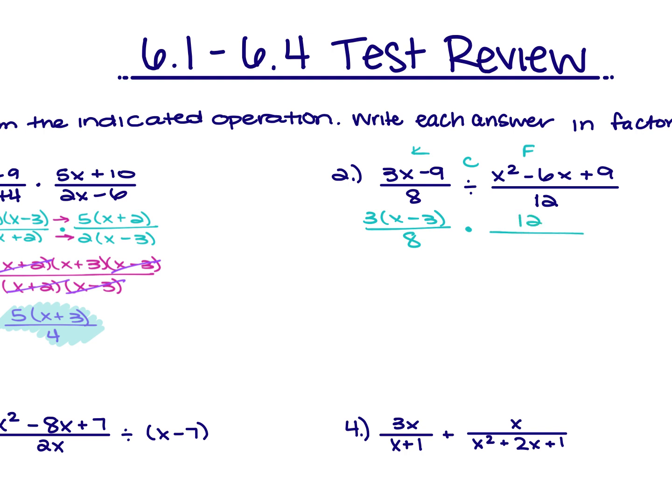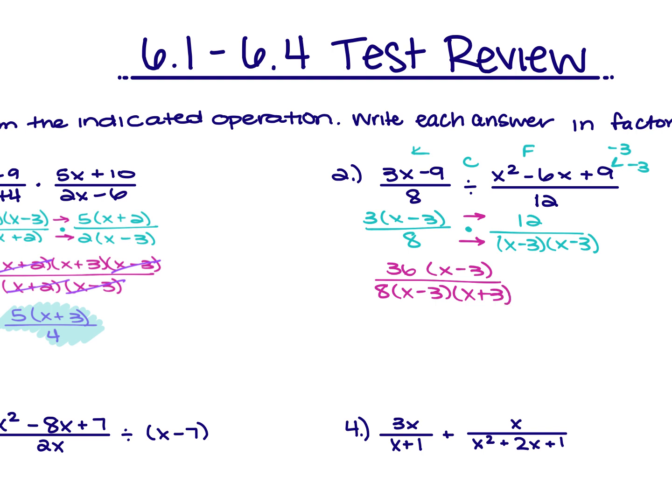You're going to have 12 over x squared minus 6x plus 9. Your factors of 9 that add up to be 6 are negative 3 and negative 3. So that's x minus 3 times x minus 3. From here, you can multiply straight across if you'd like to. This is going to give you 36 times x minus 3 all over 8 times x minus 3 times x plus 3.